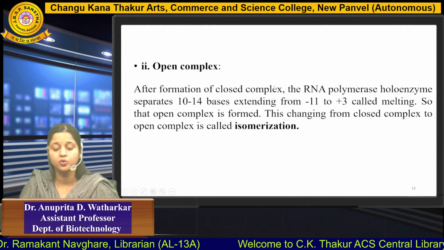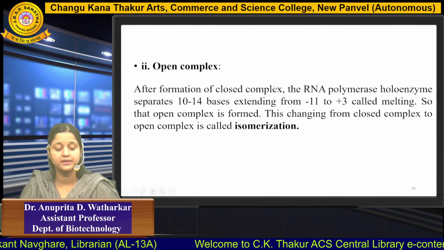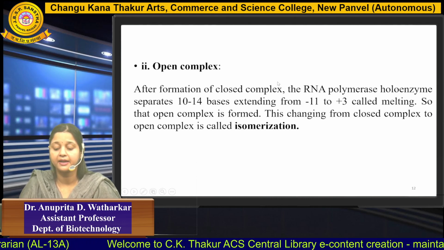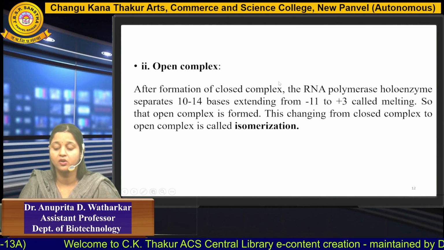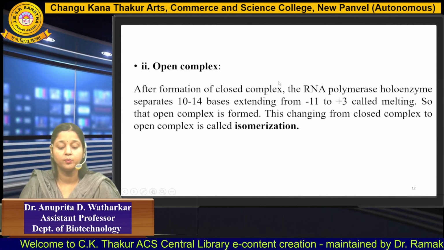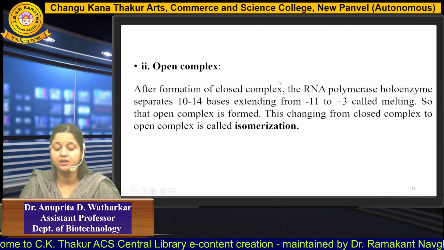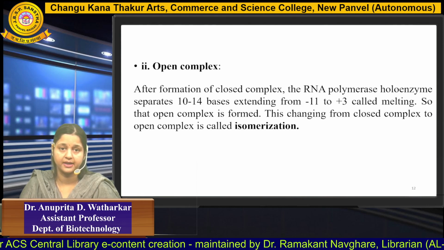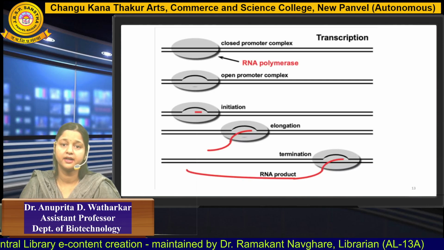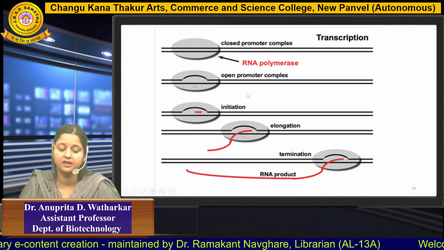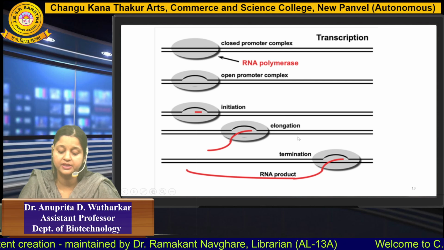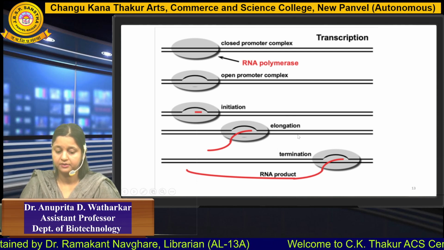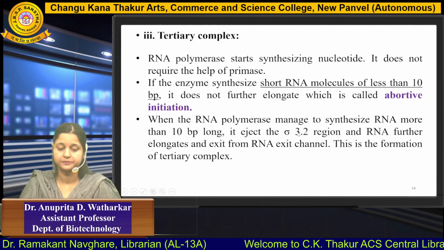After formation of the closed complex, the RNA polymerase holoenzyme separates 10 to 14 bases extending from minus 11 to plus 3, which is called melting. So the open complex is formed. This change from closed complex to open complex is called isomerization. Again in the same diagram you can observe how the initiation process proceeds and how the actual transcription bubble gets formed after DNA melting.